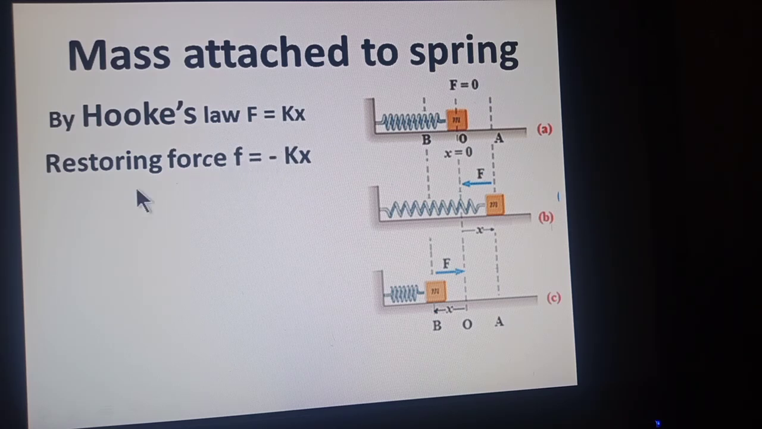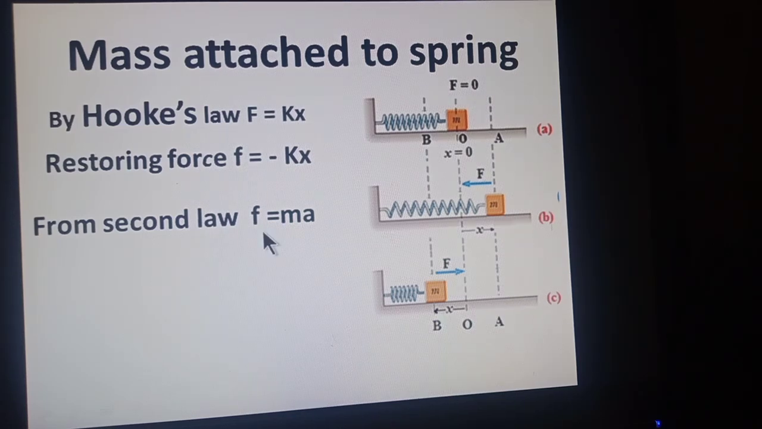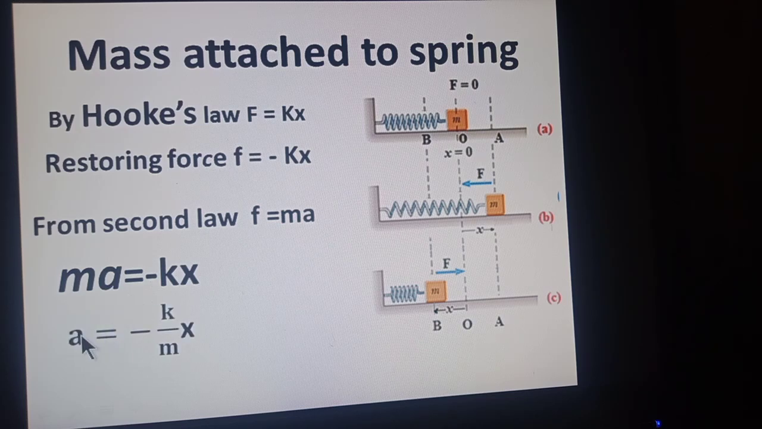So from Newton's second law, we know that force is the product of mass and acceleration. Comparing these two equations or putting the value of F here in this equation, we get ma equals minus kx. On rearranging this equation, taking m on the other side, we get equation for acceleration: a equals minus k by m into x.